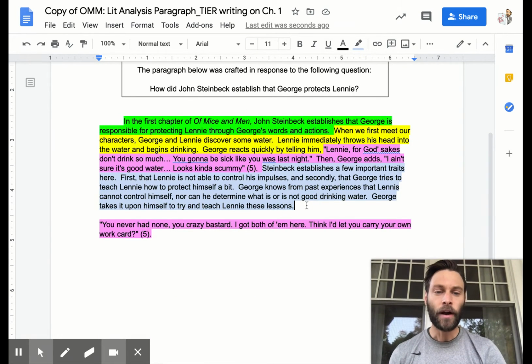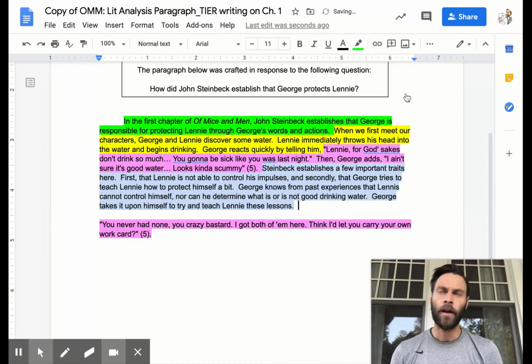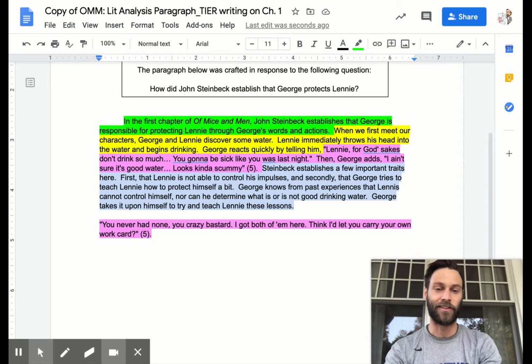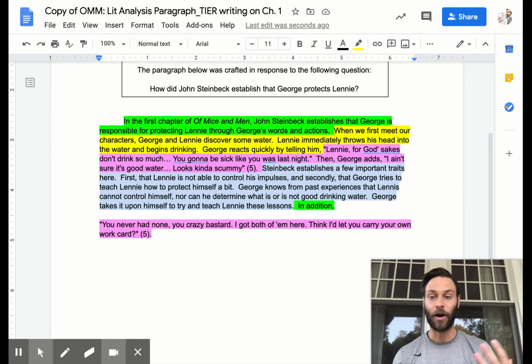I want to show that there's another moment where George is protecting Lenny, this time through his actions. But because I'm adding something in, I'm thinking "in addition." That's one of my easy transitions that I go to. So, in addition. Now I need to go back and set this up with some context. I can't just say "in addition, you never had none." Well, who's talking? What's going on? I need to set this up a little bit.